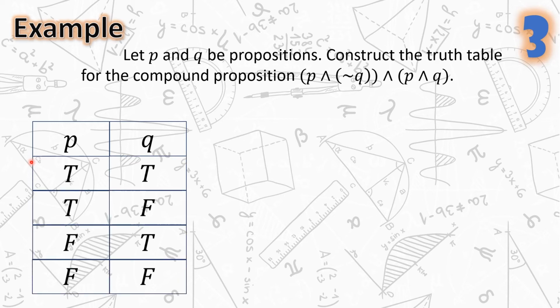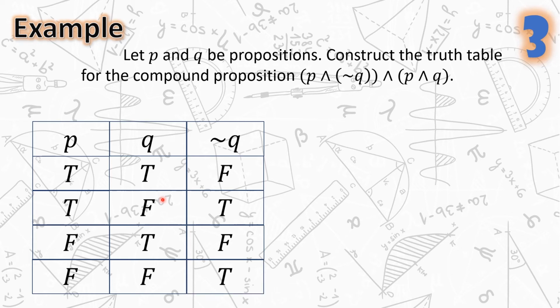Next column, let us have the negation of Q. So if Q is true, then the negation of Q is false. And if Q is false, not Q is true. Next column, let us have the conjunction P and not Q.